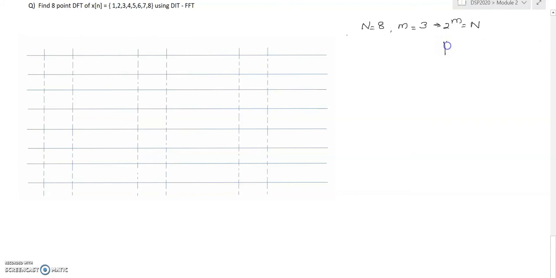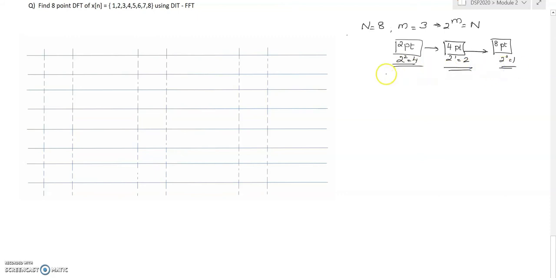Now there will be 3 stages. If we are considering the 3 stages, the last will be N-point. So N is 8, so it will be 8-point. Before that it will be N by 2, so this will be 4-point. And before that it will be 2-point. So these are the 3 stages. Now 8-point will be done 1 time, 2 raised to 0. The 4-point will be done 2 times, which will be 2 raised to 1. And the 2-point will be done 4 times, which will be 2 raised to 2.